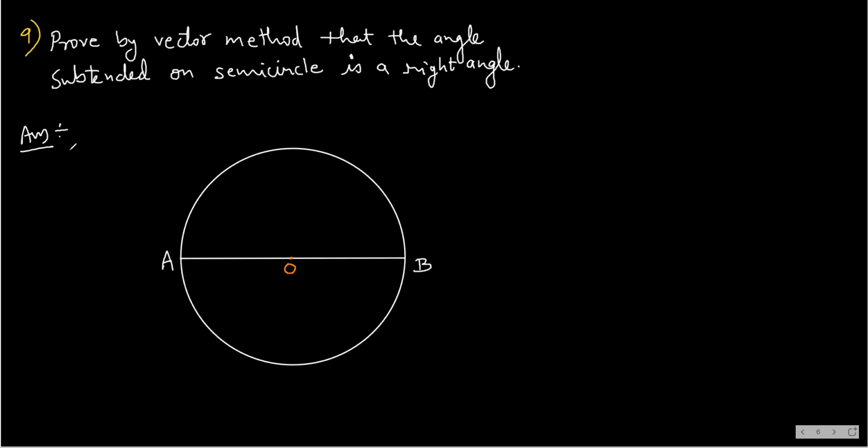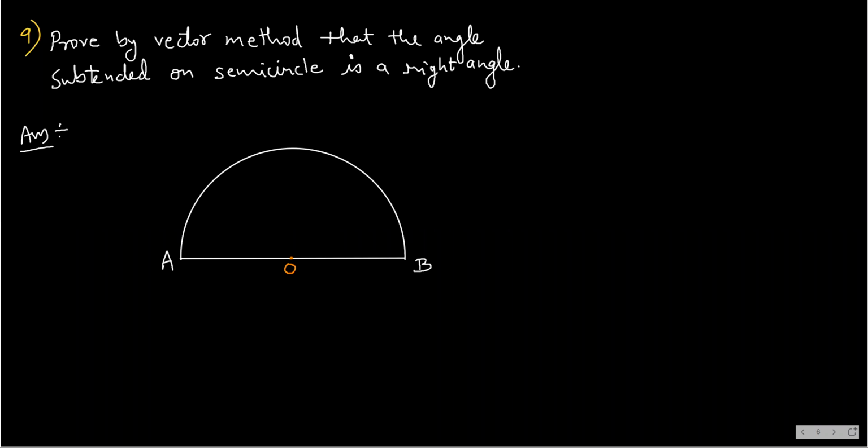See, here I have a circle. The center of the circle, I have taken it as O, the origin, and the diameter I have taken as AB. So if it is a semicircle, then what I will do is I will remove the lower part of the circle. So now I have a semicircle here.